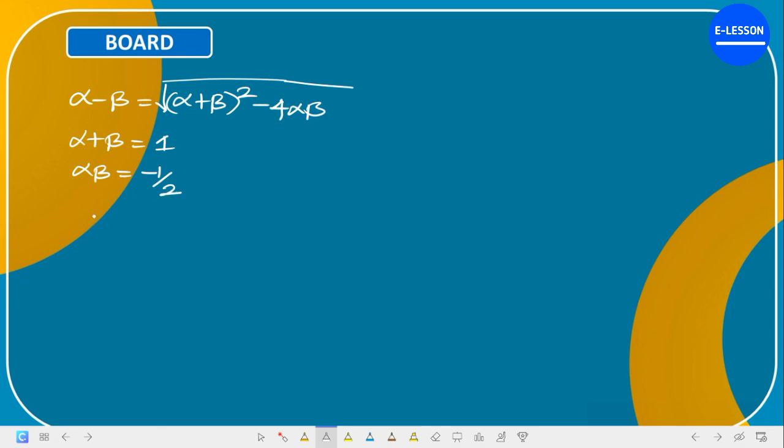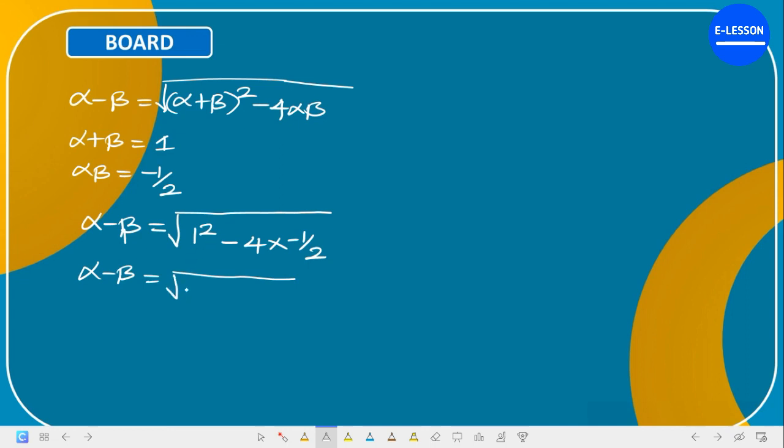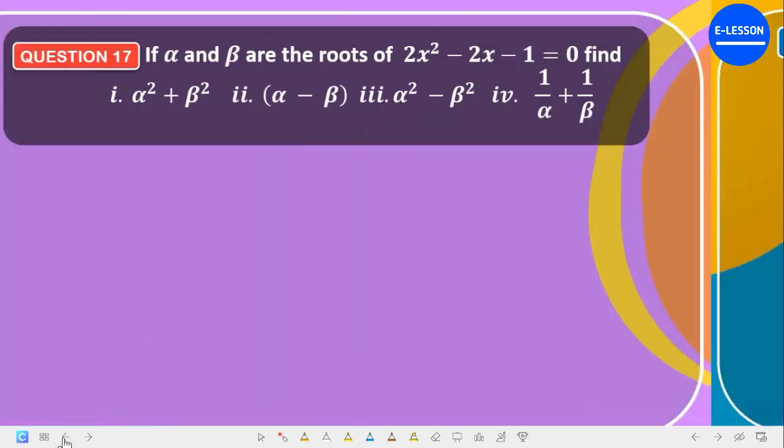Now, substituting into this equation, what are we going to have? Now, let's take it gently. If you substitute into this equation, you're going to have alpha minus beta is equal to the square root of alpha plus beta, which is 1. So we have 1 square minus 4 times alpha beta, which is minus half. Are we getting it now? At this point in time, what can we do? So we say alpha minus beta is equals to the square root of 1 square, which is 1, then 2, from 4 divided by 2, minus 2 times minus 1 is what? Plus 2. And this gives us alpha minus beta as the square root of 1 plus 2, which is 3. Square root of 3.